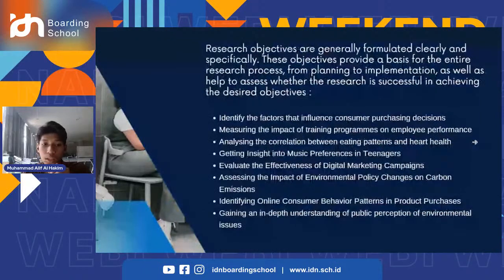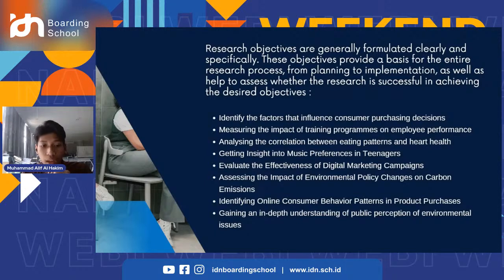And the research objectives are generally formulated clearly and specifically. This objective provides a basis for the entire research process, from planning to implementation, as well as helping to assess whether the research is successful in achieving the research objective.